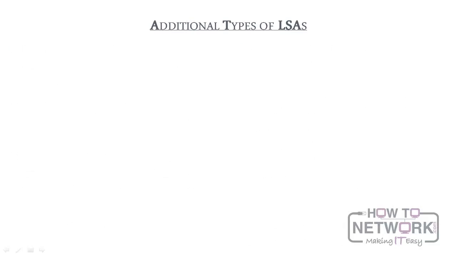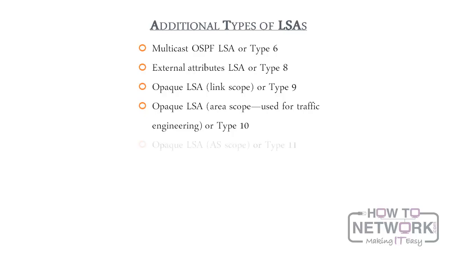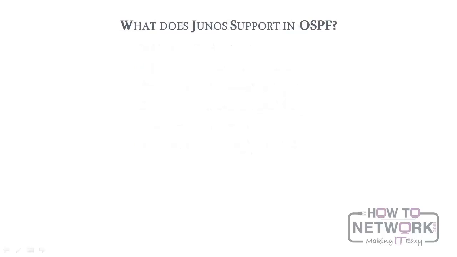In addition to the LSA types already discussed, the OSPF specification also includes the following LSA types. These are out of the scope of this material, but we're just going to mention them here. We have multicast OSPF LSA, or Type 6. We have external attributes LSA, or Type 8. We have opaque LSA, or Type 9. We have opaque LSA link scope, or Type 9. We have opaque LSA area scope, used for traffic engineering, or Type 10. And then we have opaque LSA AS scope, or Type 11. These aren't really covered in the exam and are not part of the course material, but I just wanted to make sure that I mentioned those as well.